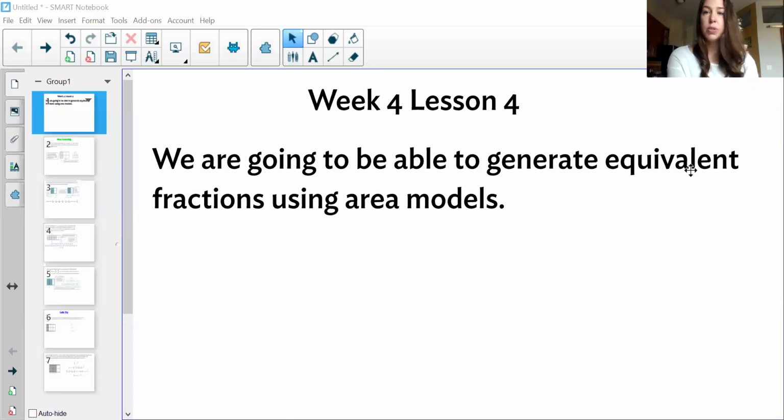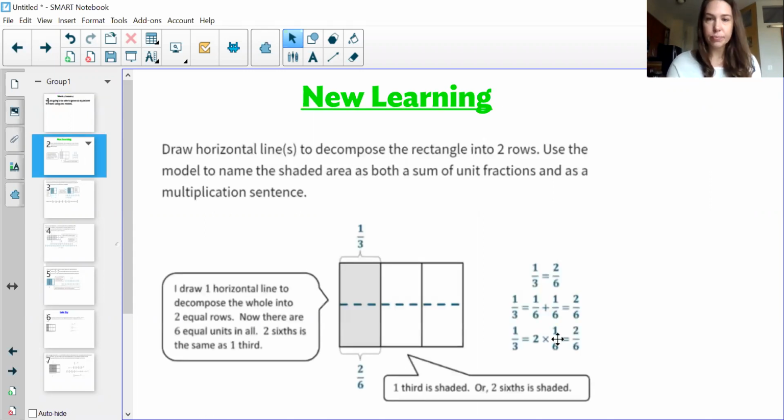I'm going to share my slides with you. So give me a second. Okay, so what we're doing today is we're going to be able to generate equivalent fractions using area models. So yesterday you guys were using tape diagrams, decomposing the tape diagrams. Today we're going to be decomposing these area models, and this is all something that you've seen before. So let's dive right in.